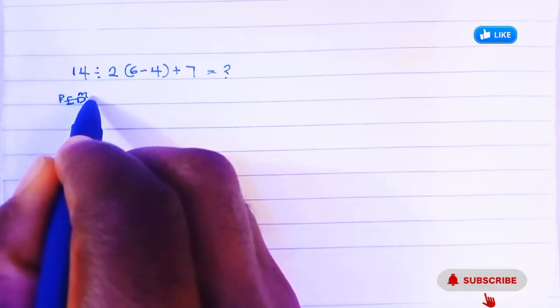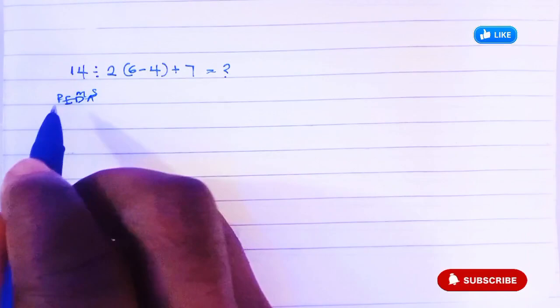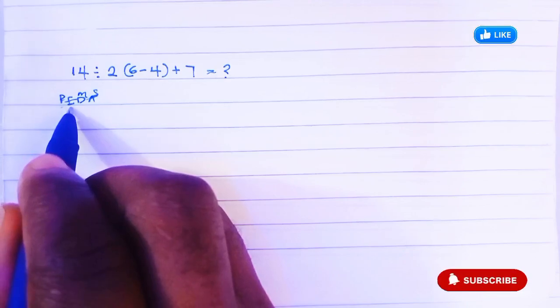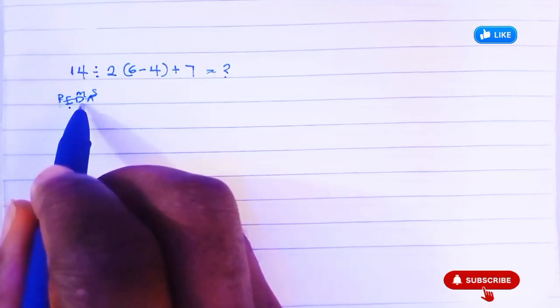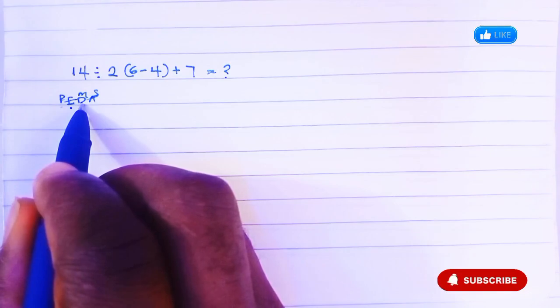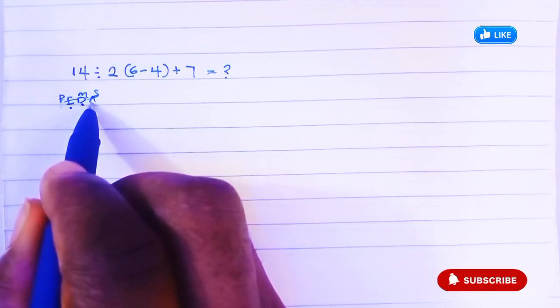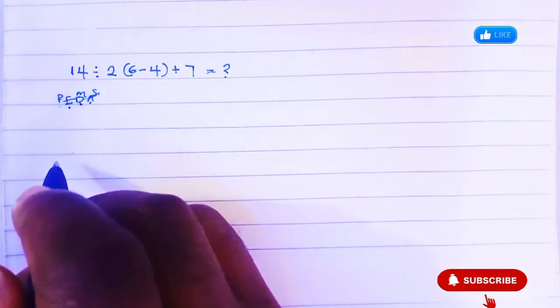PEMDAS. P is parenthesis, E exponential, D division, while M is multiplication, addition, and subtraction.